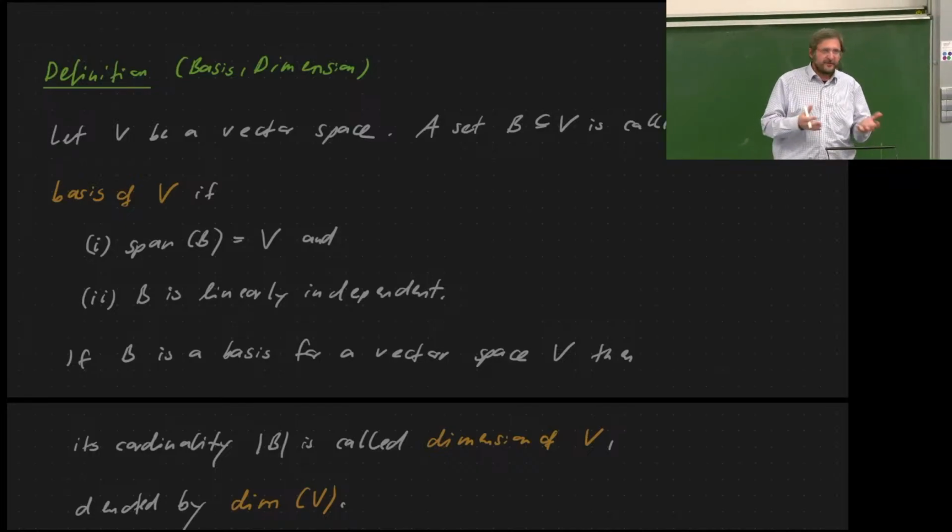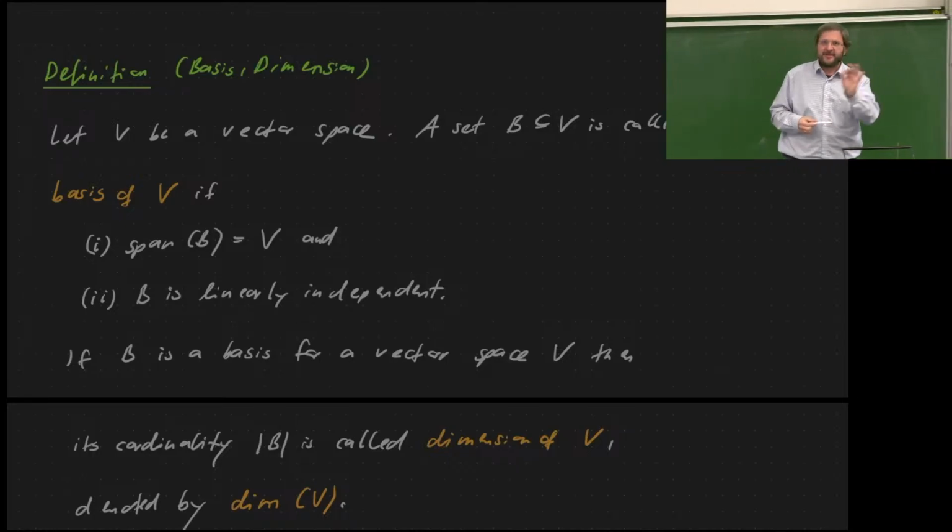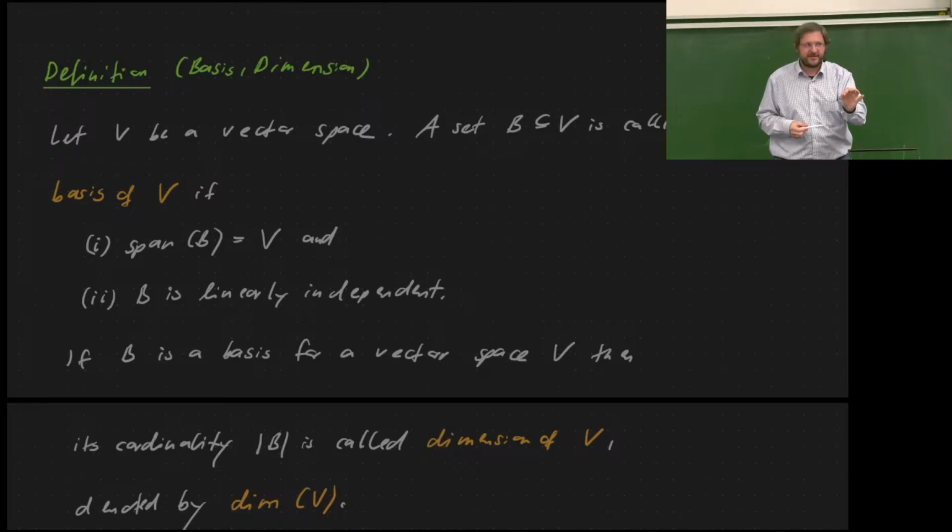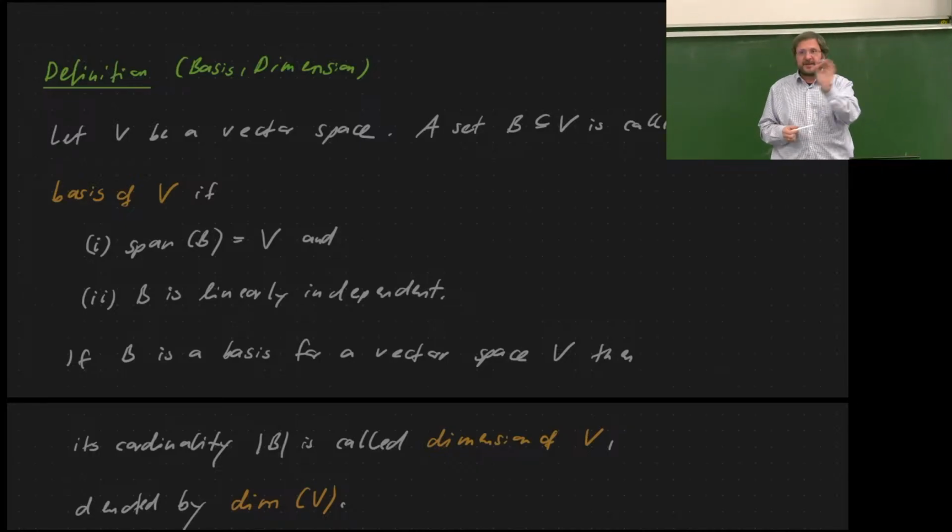So that is, in a certain way, the most compact way to describe a vector space. Just write down a basis and then say, well, the vector space is whatever that basis spans. And it's the smallest possible description because leaving any of the vectors out will create a different space.